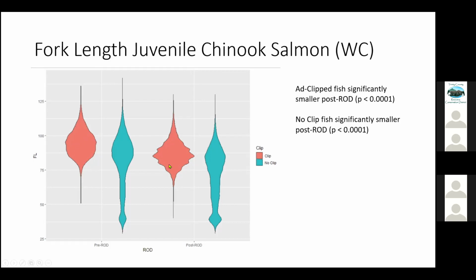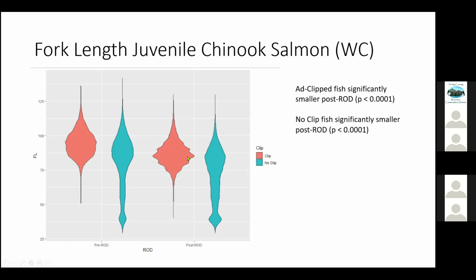Okay, so I assume the volumes or widths or sizes of the green versus red are not proportional to abundance, right? Correct. These are just fork length measurements. So the width here is just how many fish were measured at that fork length.